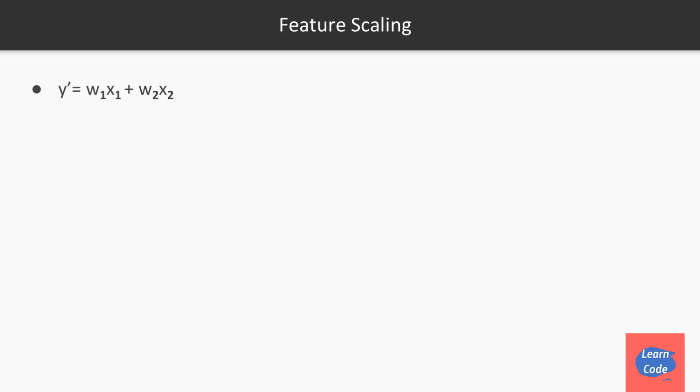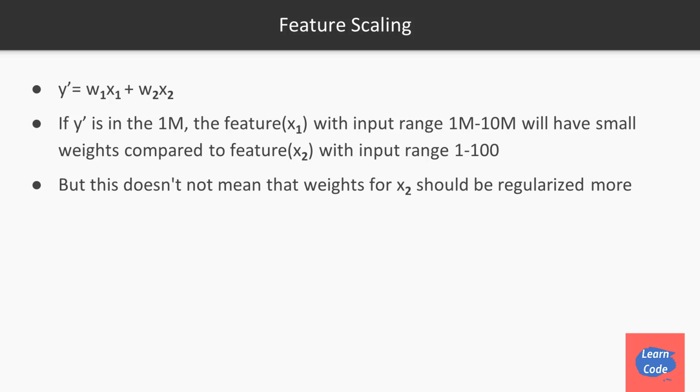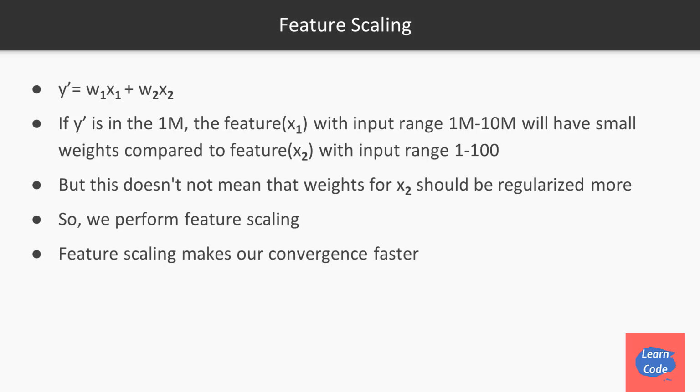Let's say this is the output: Y dash equals W1 into X1 plus W2 into X2. If Y dash is in the millions, the feature X1 with input range 1 to 10 million will have small weights compared to feature X2 with input range 1 to 100. But if we try to infer something using linear regression in such a case by assessing the weights, it will not mean that the weights for X2 should be regularized more. So we perform feature scaling. Feature scaling also makes our convergence faster.